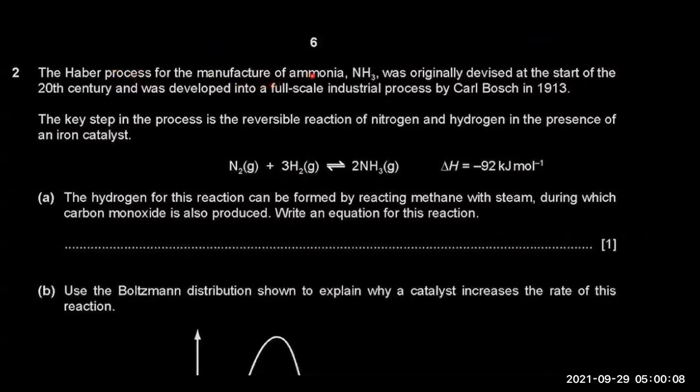The Haber process for the manufacture of ammonia was originally devised at the start of the 20th century, and was developed into a full-scale industrial process by Karl Bosch in 1913. Why do they have to tell me this? It doesn't help me with the question at all. Thanks for the history. I mean, I guess, but the key step in the process is this reversible reaction to form ammonia.